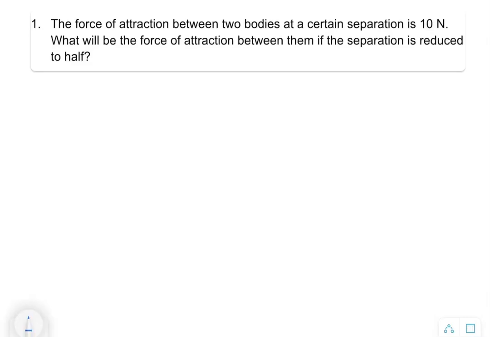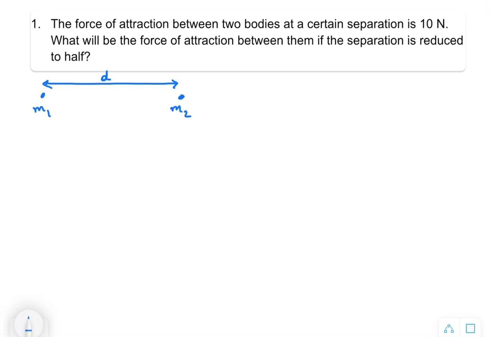The force of attraction between two bodies at a certain separation is 10 newtons. What will be the force of attraction between them if the separation is reduced to half? There are two bodies which are separated by, let's say, distance d. Mass of the first body, let it be m1, and that of the second body be m2.